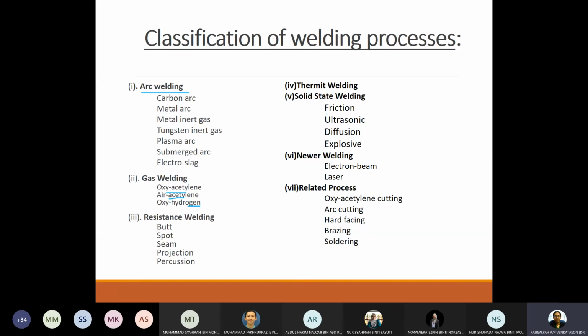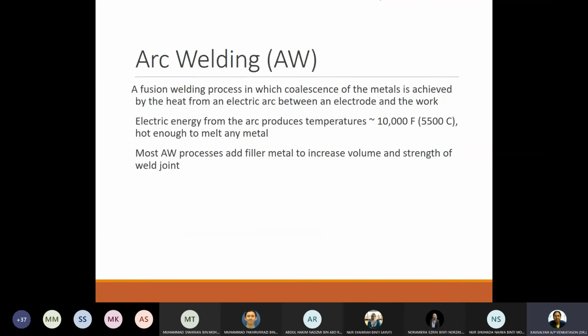Solid state, so early on the description of solid state is there's no filler metal and the base metal does not melt. So we have friction, ultrasonic, diffusion, explosive. And then we have more contemporary welding procedures like electron beam and laser, and other related processes, like where we don't weld, but we use similar arcs to do cutting, and then hard facing, brazing, soldering. So these are the classifications in general.